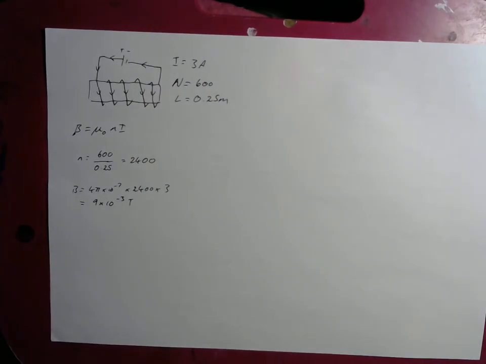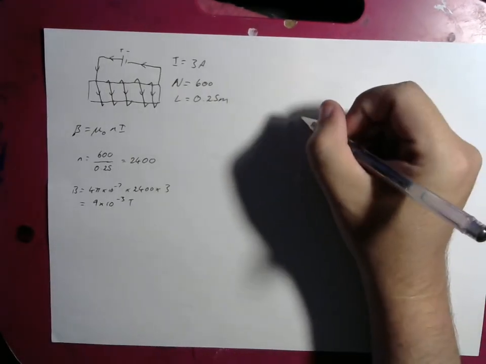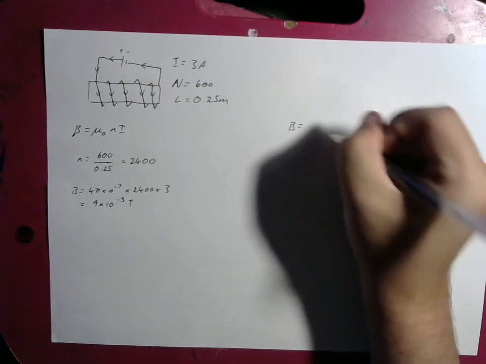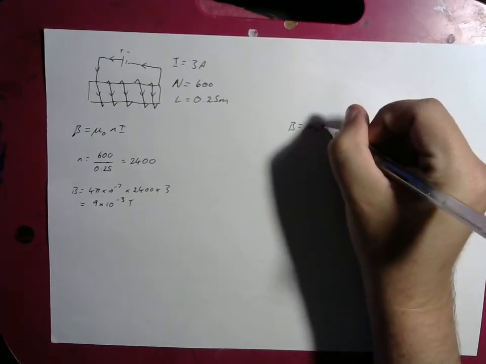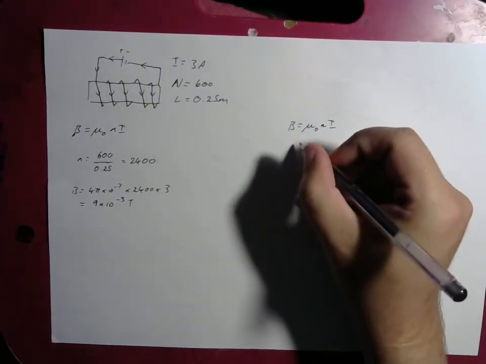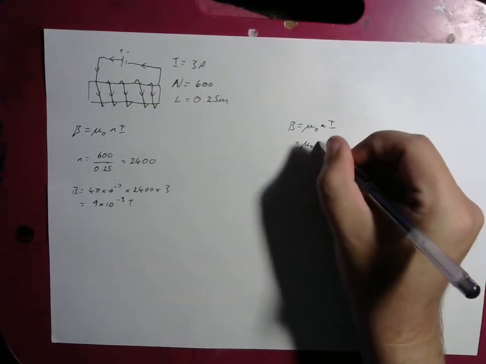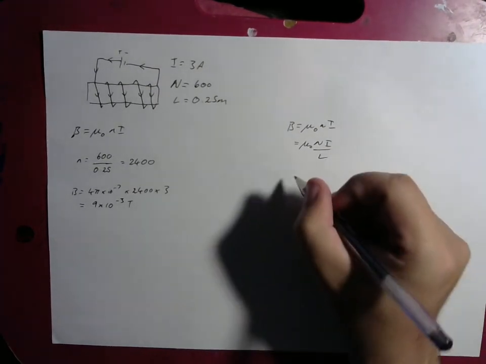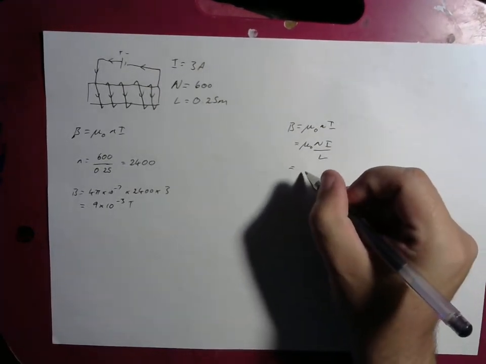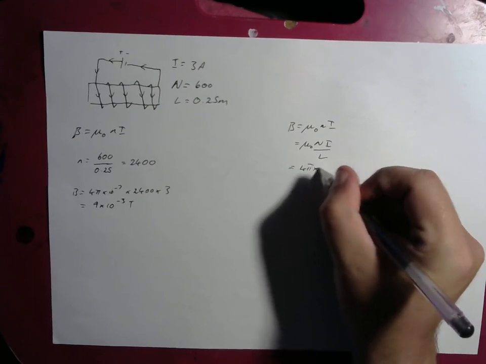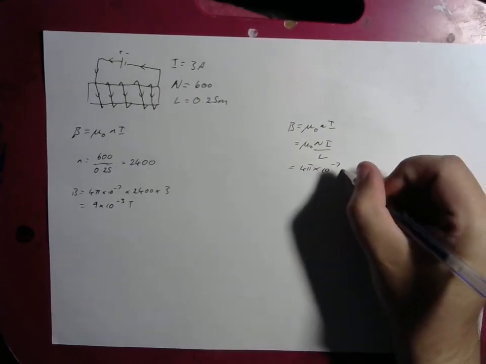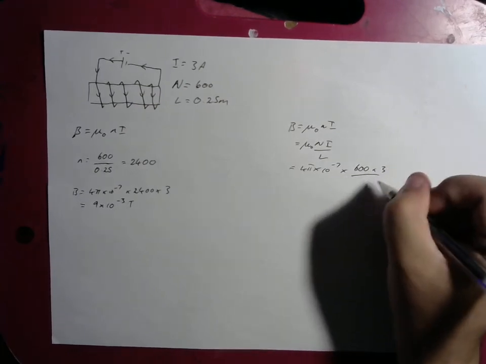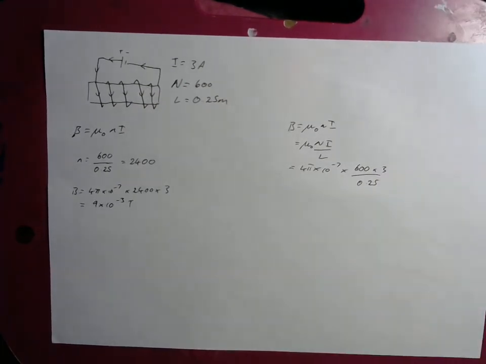Now, the way you could do this as well is to just put your numbers straight in and go B equals mu naught N I over L, always writing your original formula. Now if we substitute everything in, we can see that we're doing basically both things at the exact same time. 600 times 3 over 0.25, and you'll get the same answer.